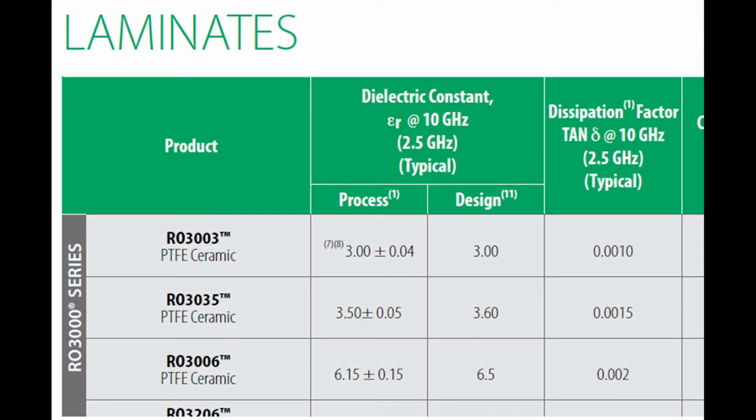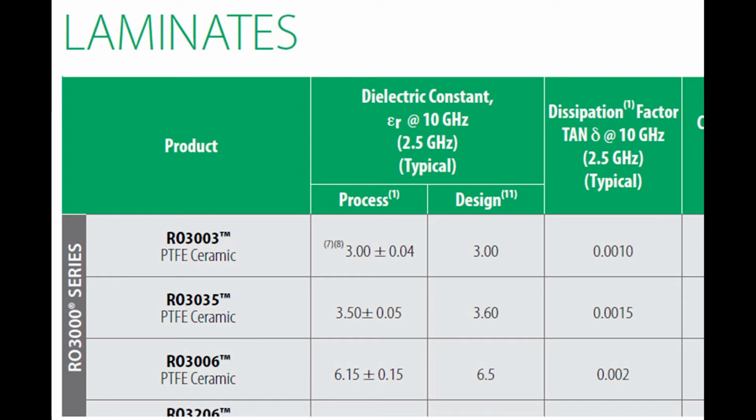Shown here is a portion of the Product Selector Guide, and you can see on the first column there is a list of products, and this is part of the RO3000 series of materials. The column to the right of that is dielectric constant, or epsilon sub r, or relative permittivity, and you can see there are two subcolumns. One subcolumn is labeled process, the other is labeled design. Process Dk is a dielectric constant value that is measuring raw materials using an industry standard test method per IPC.